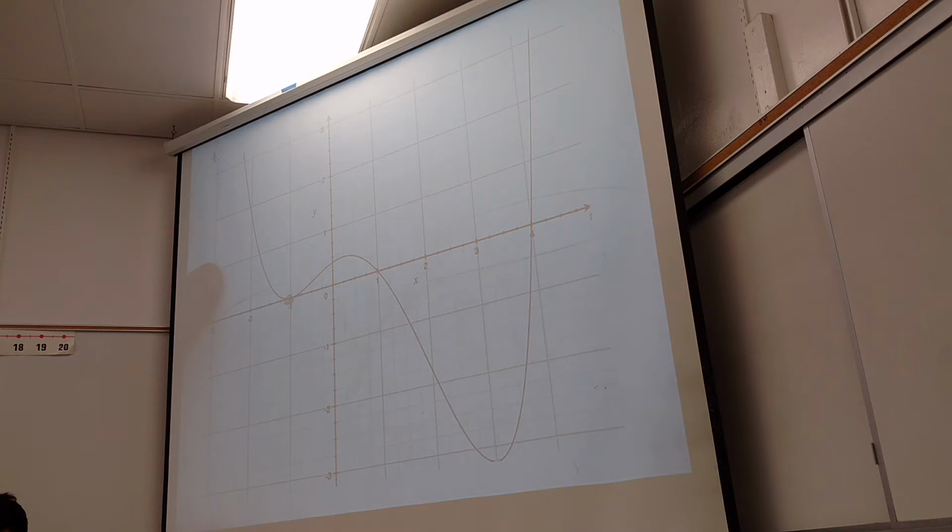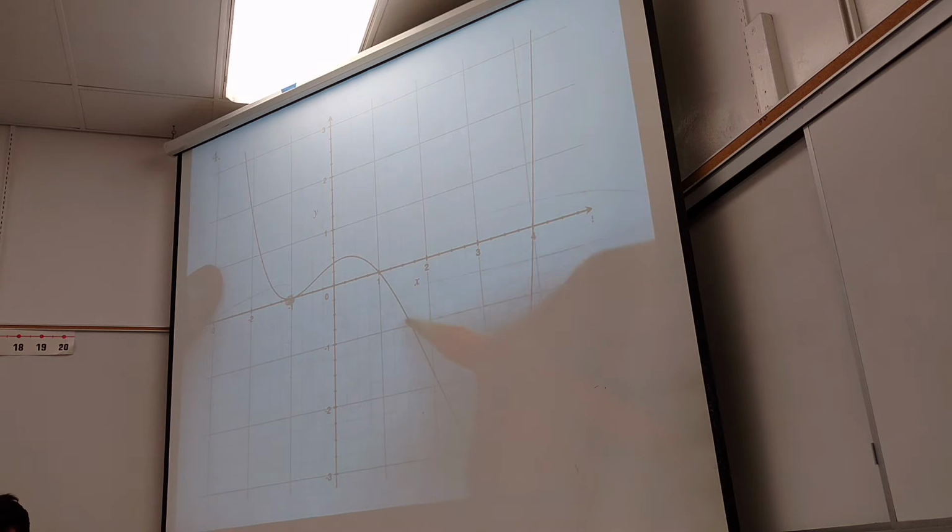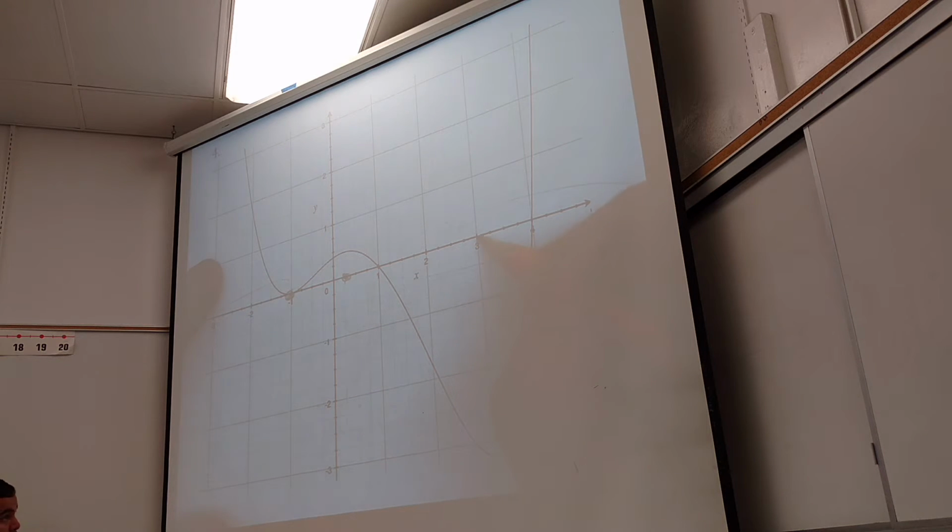Not 1. No. Is the slope 0 at 1? Where else is the slope 0? Somewhere in here, right? Where else is the slope 0? 3. All right, there. I got you started. Just a very rough sketch of what the slope is doing.